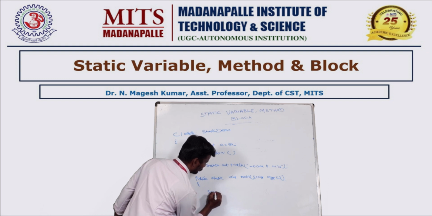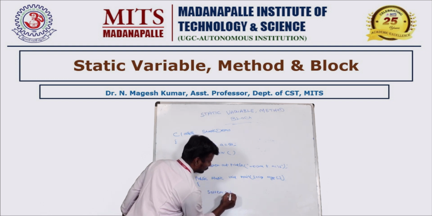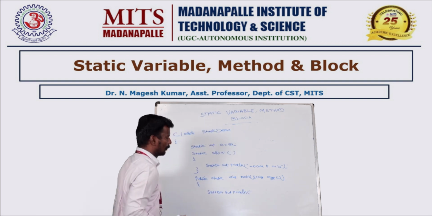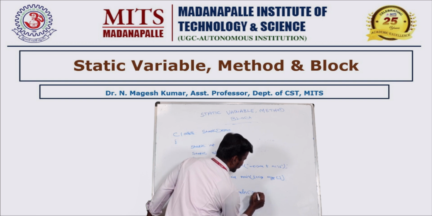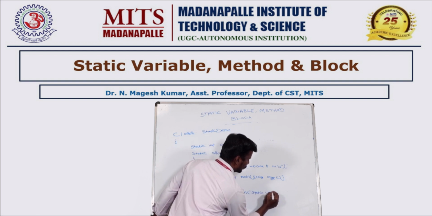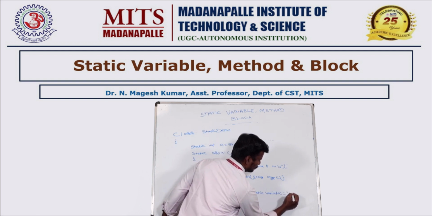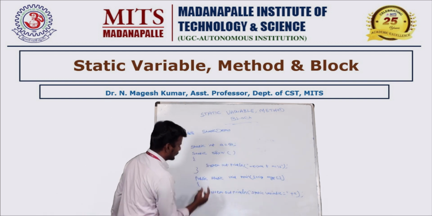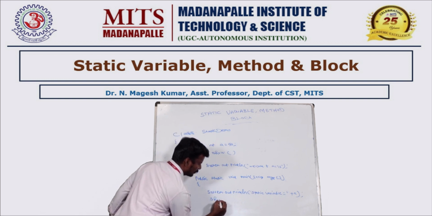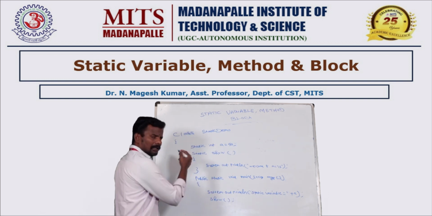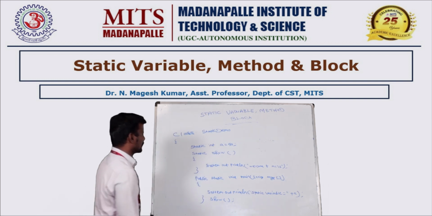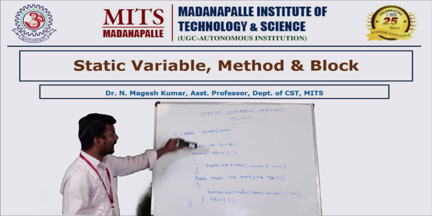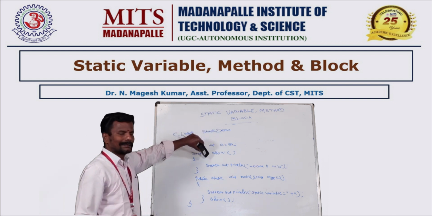So System.out.println, now one output statement: the static variable is equal to, plus the name of the variable. And next we have to call the static method. The name of the method is show, and then close the main function and then close the class.